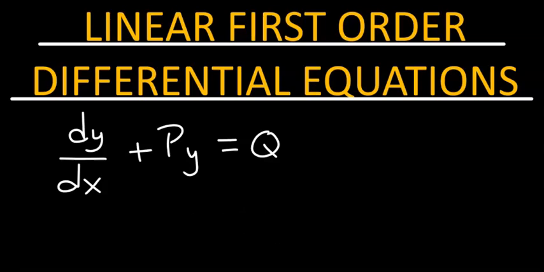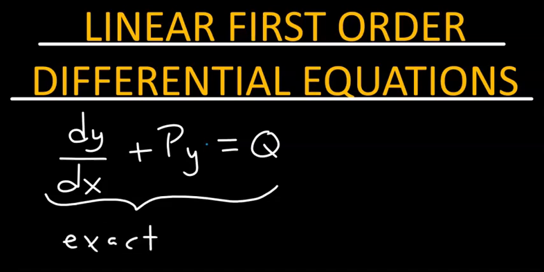So you see that this equation is a linear relation between the dependent variable, y, and its differential coefficient. Thus, it's known as the linear differential equation. Such an equation can be solved by expressing it in an exact form. This is the form that we have talked about in our previous video.